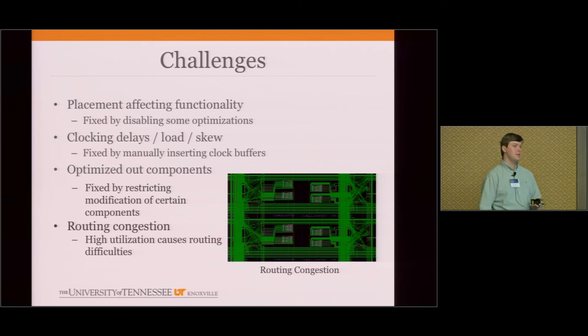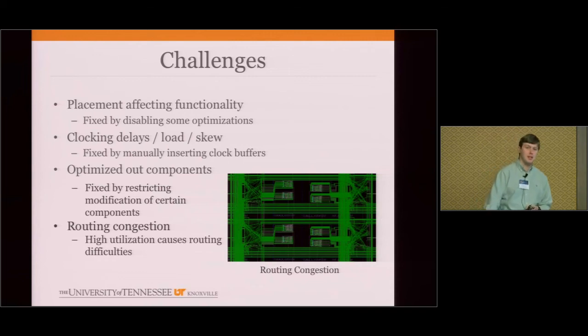So as we have implemented these arrays, we've encountered several challenges. The first major challenge is placement affecting functionality. The placement of certain global clocking components can drastically affect the functionality of the array, and can even cause it to not be functional at all. When these components are placed near the clock source, which is near one edge of the FPGA, the tool's default placement, the array does not function at all. But when placed near the center of the array, it functions as expected.